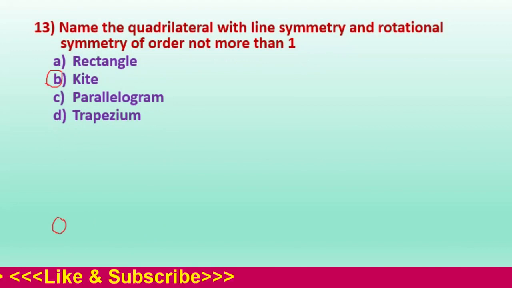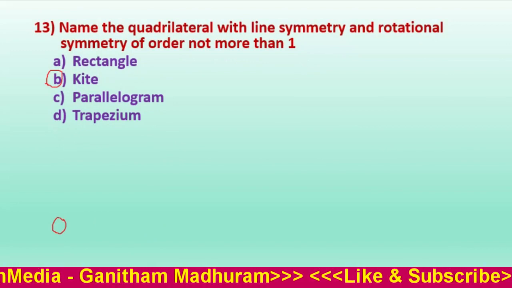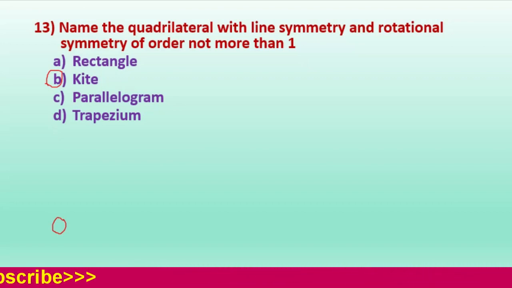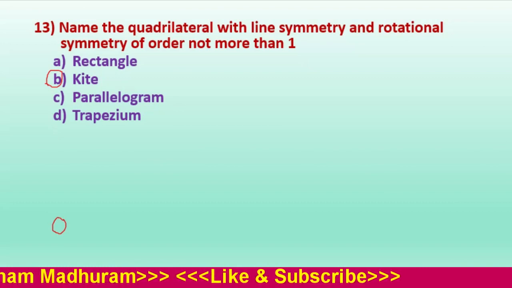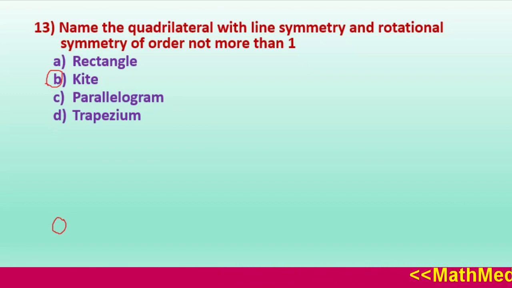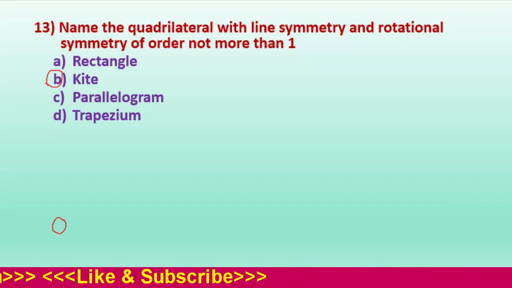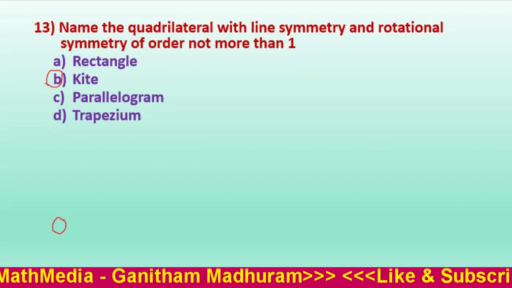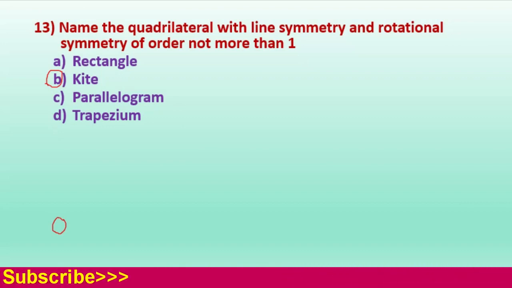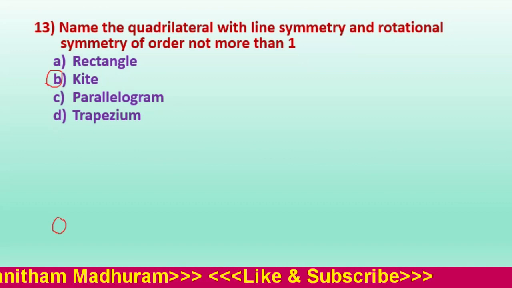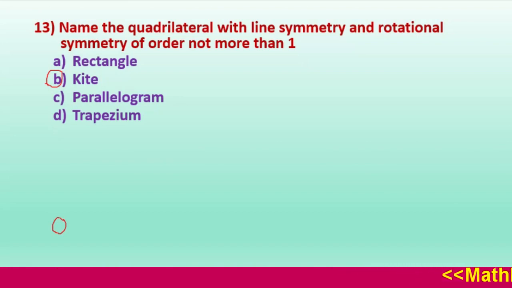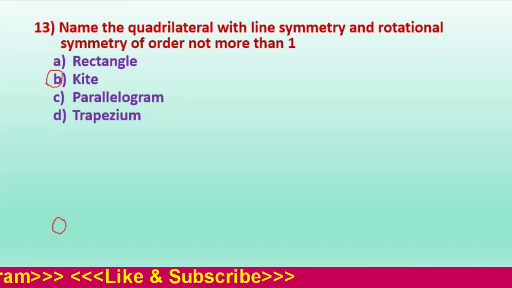Next question. Question number 13. Name the quadrilateral with a line symmetry and rotational symmetry of order not more than 1. That means both having the order 1. Line symmetry 1, rotational symmetry 1. Rectangle is having line symmetry 2, rotational symmetry 2. Kite is having line symmetry 1 and rotational symmetry is also order 1. Parallelogram is having no line symmetry. Trapezium is having no line symmetry. So the option is option B, kite, which has line symmetry and rotational symmetry of order 1. That is not more than 1.